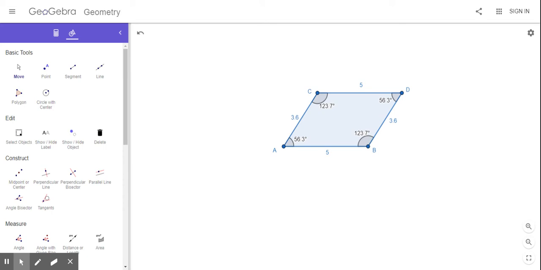Now that's a very important property because we talk about this all the time, especially in Part A. In every parallelogram, the angles on the same side, so we could say same side, or you could also hear the word consecutive, so same side angles are supplementary. Remember, supplementary means they add up to 180 degrees.